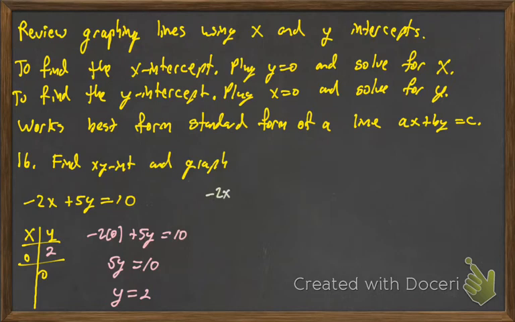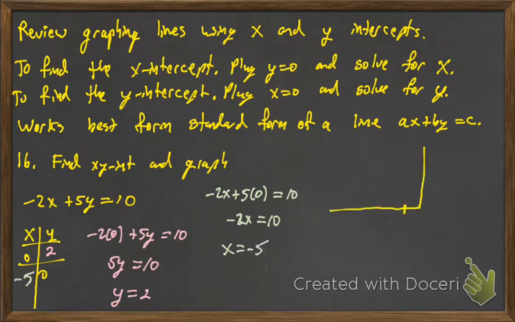Okay. Now the other one, we're going to plug 0 in for the y, so we'll have minus 2x plus 5 times 0 is equal to 10. So that says negative 2x is equal to 10. Then we would have to divide both sides by negative 2, and we get x is equal to negative 5. All right. So we'll draw in our x-intercept. That's at negative 5 and 0, and our y-intercept is 0 and 2, and then connect our dots. And then draw our line. And then label our line.